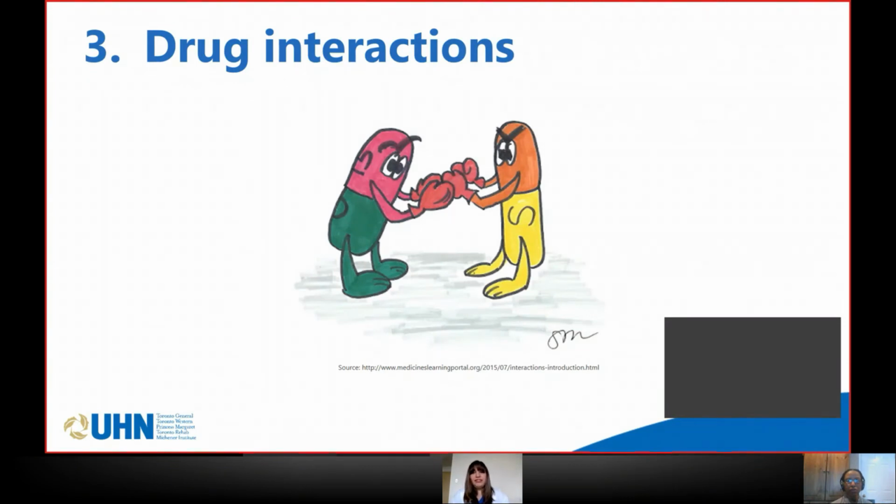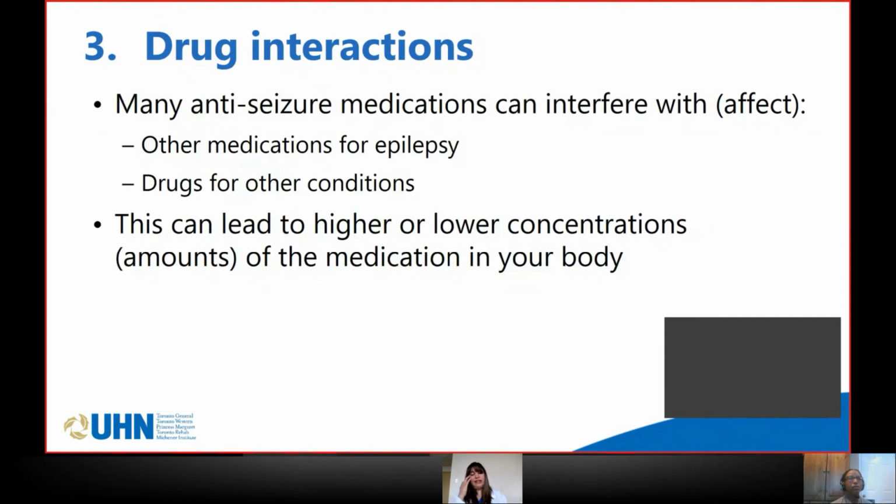So the next factor that we consider is drug interactions. Many anti-seizure medications can interfere or interact with other medications. Sometimes this could be with other anti-seizure medications, or it could be with medications for other conditions. When medications interact, one of them is usually causing the other one to either break down more slowly in the body so that there could be higher concentrations of it and you could have more side effects, or the one medication could cause the other one to break down more quickly so that you have lower levels of it in the body and you might not be getting the full benefit of the medication.